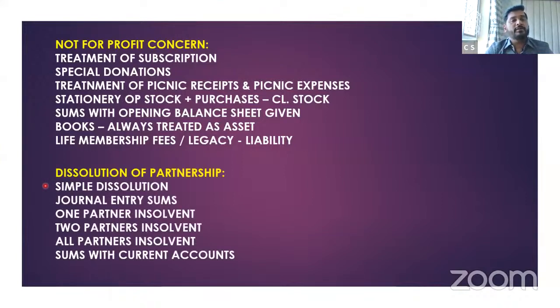Dissolution of partnership. Check whether you know simple dissolution, whether you have understood how to pass journal entries, whether you have understood how to deal with one partner's insolvency, two partners' insolvency, and then all partners' insolvency, and most importantly, sums with current account. These questions need to be checked once. I'm not saying these are the probable questions, but I'm giving you the framework, the whole set. These are the subsections or subsets of the whole chapter. Go through and make sure you know all these things.